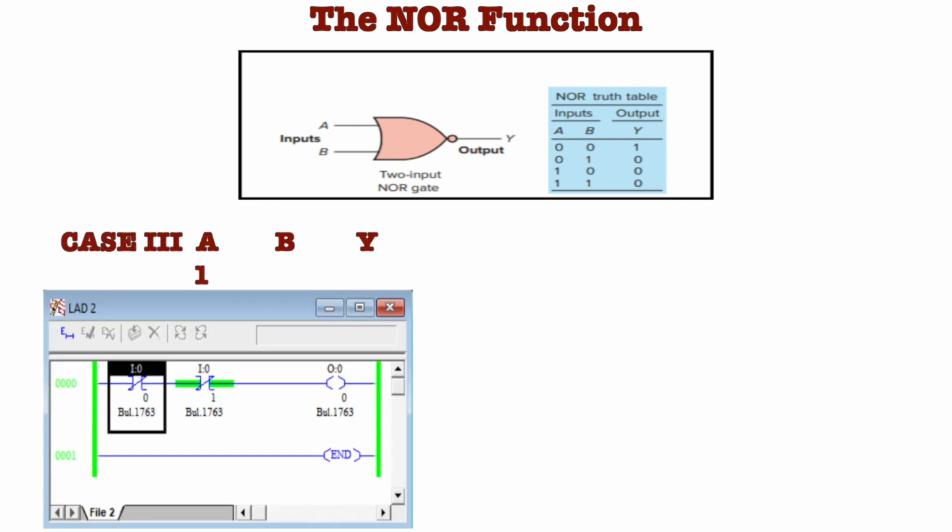Similarly, in the third case, when A is 1 and B is 0, the first switch will change its state from normally closed to normally open, and B will remain in its normally closed condition. But in this case also, since both are connected in series, we will not get any power at the output, so the output will be 0 or low.